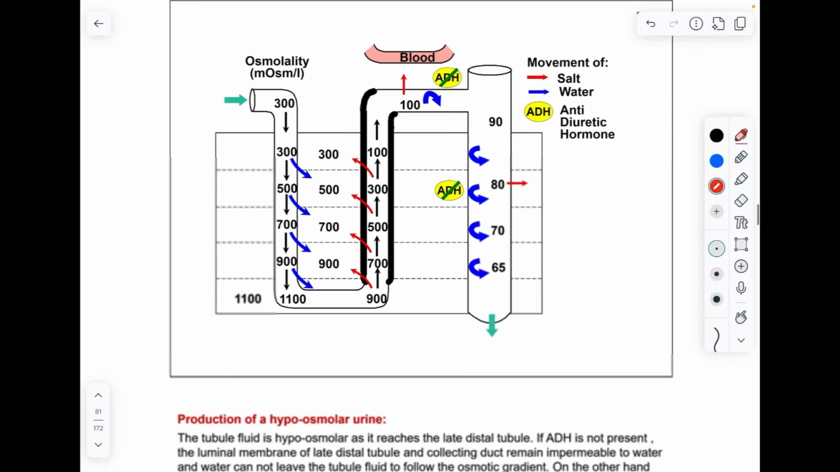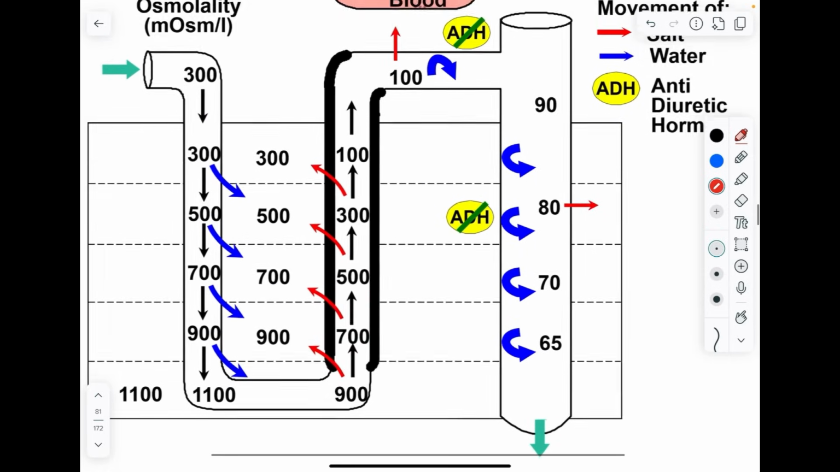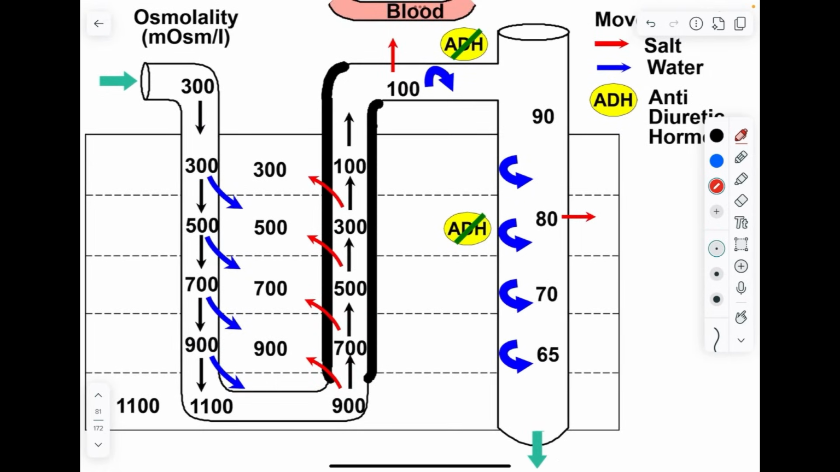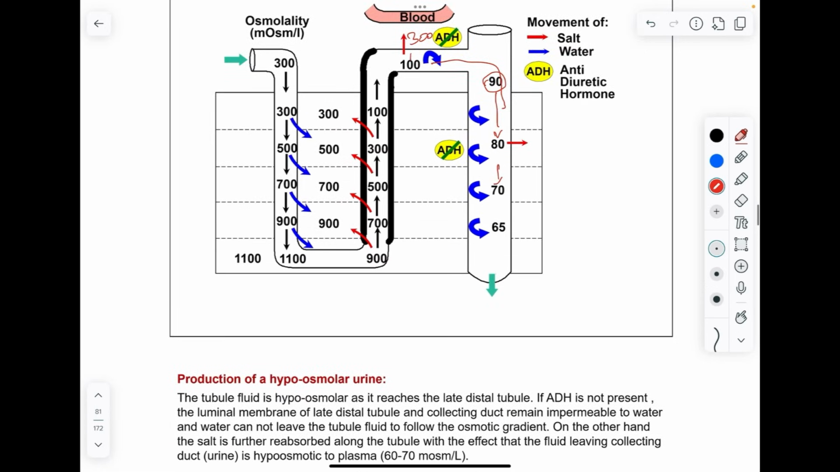The other possibility is that we do not have ADH. In this case, we are impermeable to water. So yes, this 100 sees that it's 300 here, but cannot do anything. How will it get rid of this water that it has? It comes here and now it became 90. Why? Because we have reabsorbed salt, but the water is still there. It becomes 80, 70. It sees the interstitium, but it cannot do much. It's impermeable. And then we have what? A hypotonic urine.